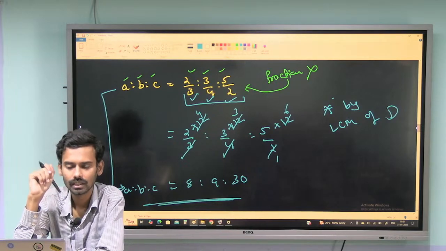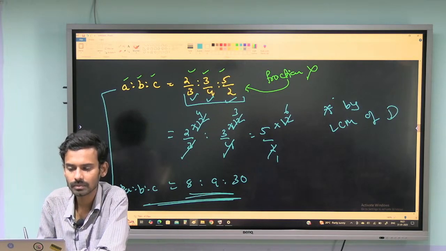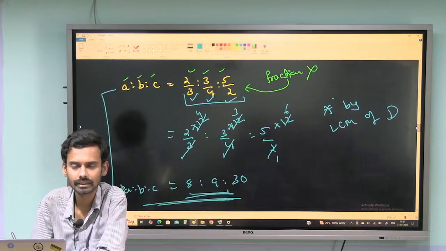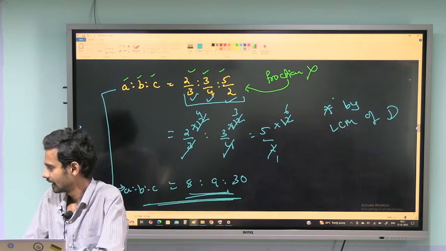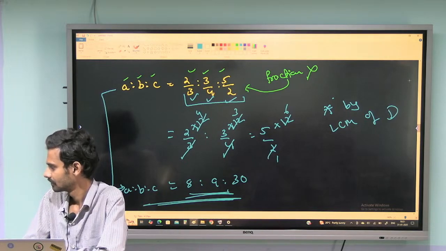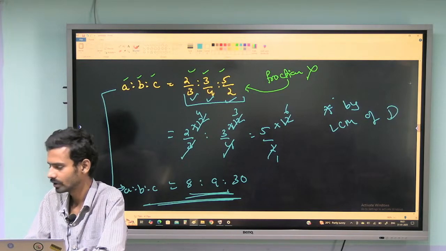And why we do this? Because dealing with whole numbers will be much easier compared to dealing with the fractions. Is this clear? Is it clear till here? Let me know in the chat box.